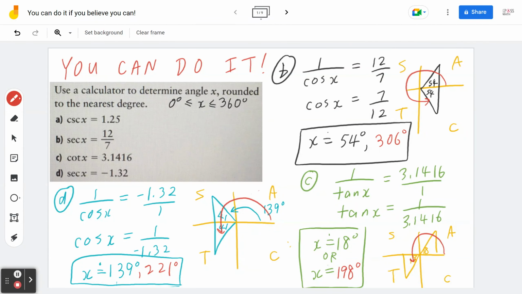Now, I would like to over deliver. If you want to confirm that you're doing it right, I would strongly suggest that you grab a calculator and you double check every case. So, for example, in this one, I can take 139. So I can press cosine of 139. I can take the reciprocal of that, which will give me negative 1.32 approximately. Likewise, I can take cosine of 221, take the reciprocal of that, which will give me the same right-hand side as expected.